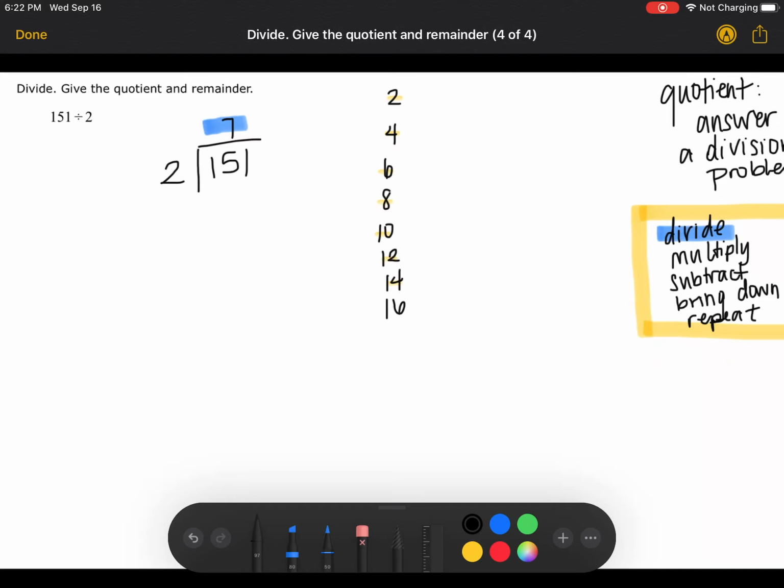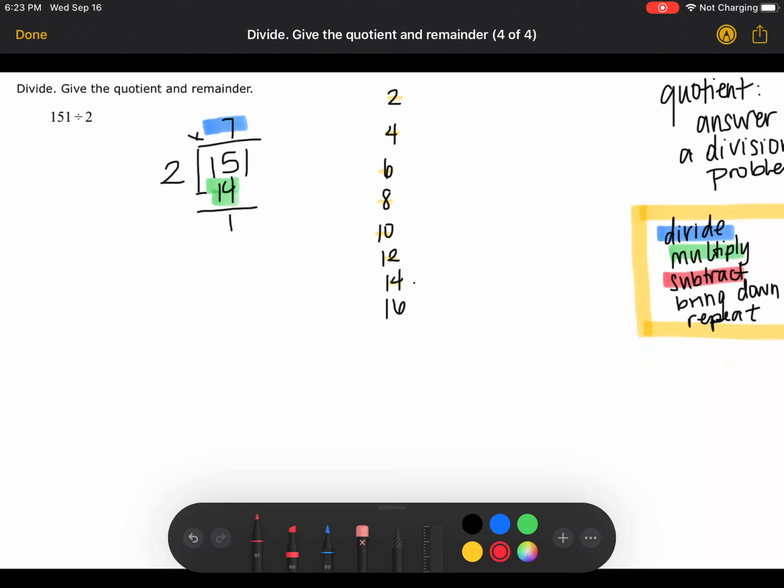Okay. And then I'm going to do my multiply. So 7 times 2 is 14. I know that because I just did that over here. So I'm going to put that there. So 14 I'm going to highlight in green because that's my step of multiply. So the next one is to subtract. So I'm going to subtract, and I have 15 minus 14, and that gives me the answer of 1.